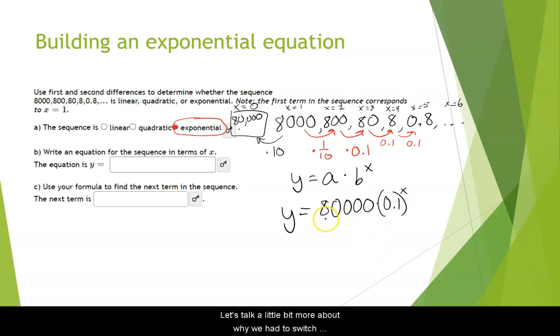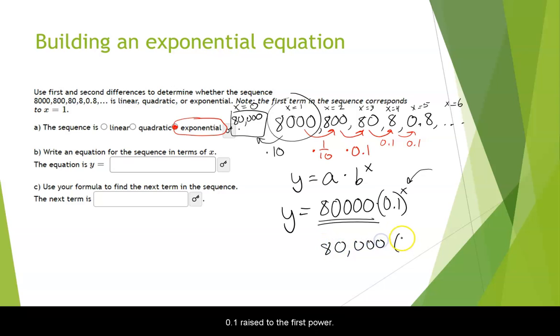Let's talk a little bit more about why we had to switch to 80,000 up from 8,000. When I put in an x value of 1 for our first term right there, that means this number here is going to get multiplied by 0.1. So if you put 80,000 times 0.1 raised to the first power, which represents our first term, what I have circled up there, it should equal, indeed, the first term in our sequence of 8,000. So our answer is 80,000 times 0.1 raised to the x power.